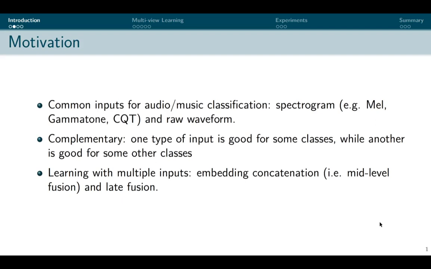And in practice, we have two common schemes to learn with multiple inputs. The first one is that we usually concatenate the embeddings, meaning we may have a network with multiple branches and then we concatenate the embeddings of different branches of the network together. If doing that, we are actually doing mid-level fusion. Another type of learning with multiple inputs is late fusion, meaning we have several networks trained separately, and then we just fuse the decisions together.